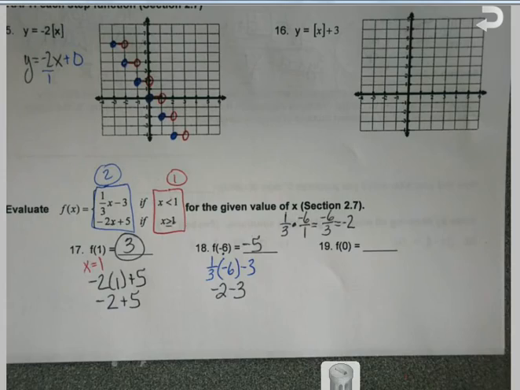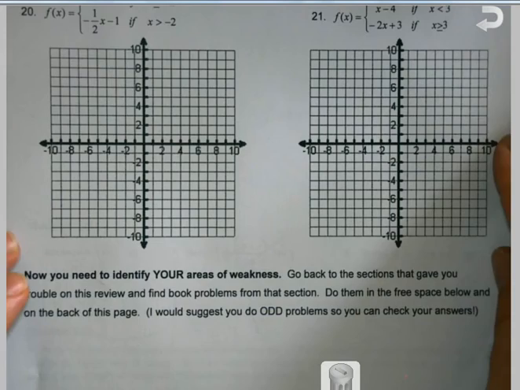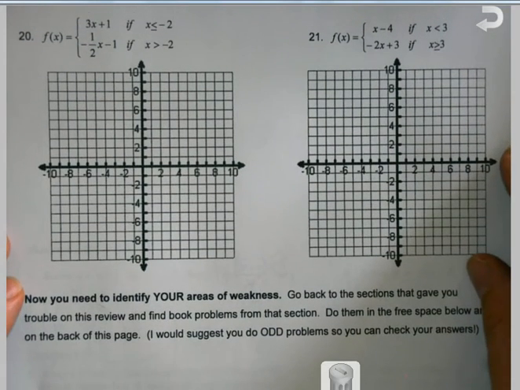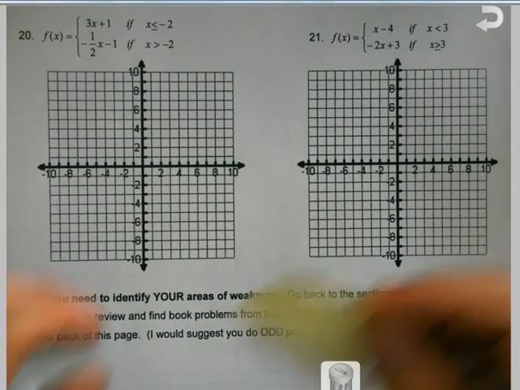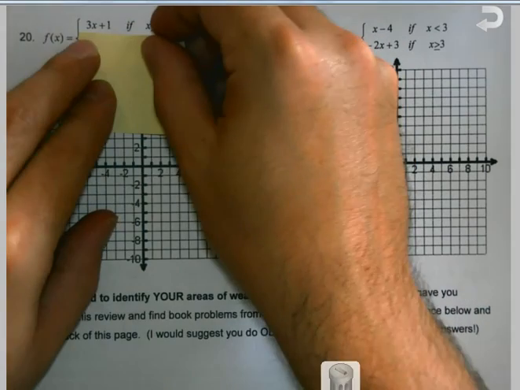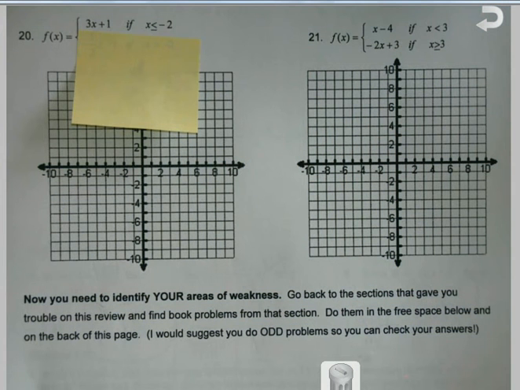Number 20 and 21. That's the only thing I have. All right, little piecework. So let's see here. Okay, when we're doing piecewise, we're going to do one part at a time. And since you asked, you get to pick. Are you a tabler or an eraser?